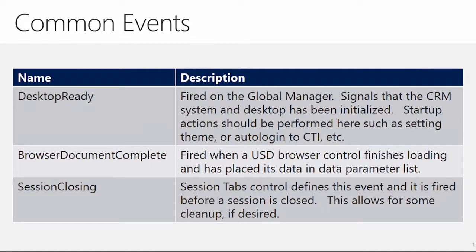Now there are a lot of different options that you can see, and a lot of different events out there. Some of the more common ones that you're going to see are your desktop ready. That fires on the global manager. That tells you that the application has been initialized and is ready to go, and now you could start to do things like setting up theming if you wanted to. You could pass through parameters to log into a phone system if you wanted to. It basically tells you that all the initial items from Dynamics 365 have been loaded. Now I want to start moving that information from there.